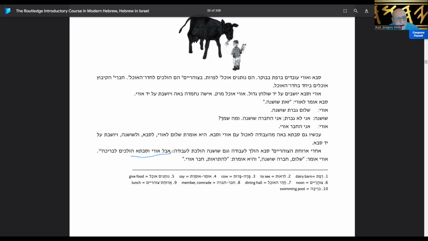Ori and Savta are going to the pool. What does Ori say? Shalom Geveret Shoshana. Hello, Mrs., or in other words, hello, Miss Shoshana. And she says, let's see, lehitraot. So he's saying goodbye to Shoshana. That's what he's saying here.